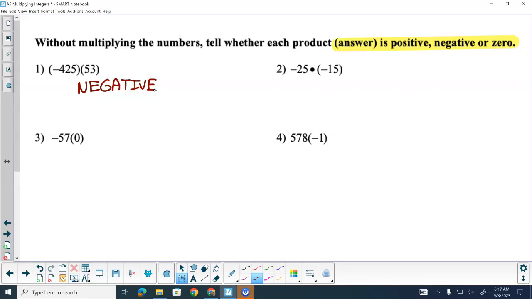In number 2, positive, negative, or 0? We got positive. Why? Because the 2 signs are the same, so that means it's going to be positive. Somebody new. Number 3, positive, negative, or 0? Why? Multiplying by 0, it's got to be 0. Yeah, exactly.